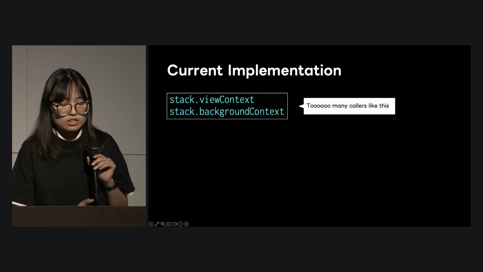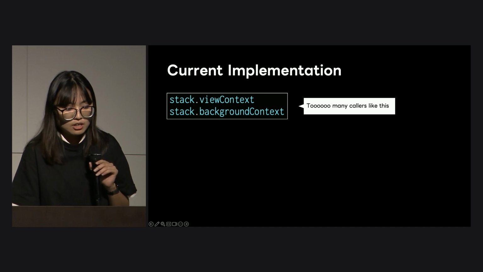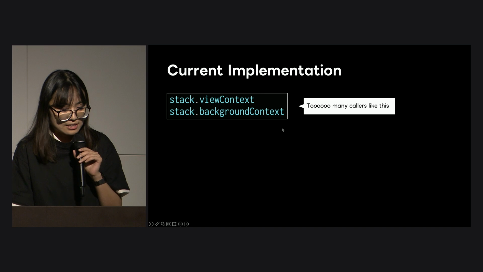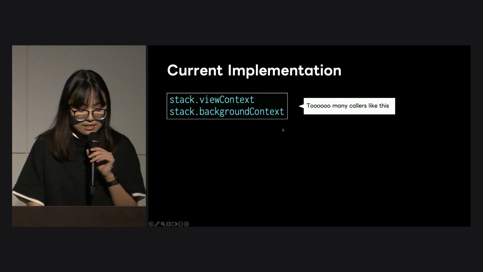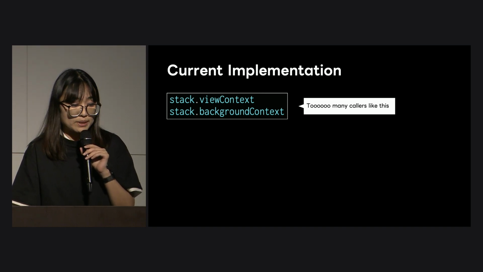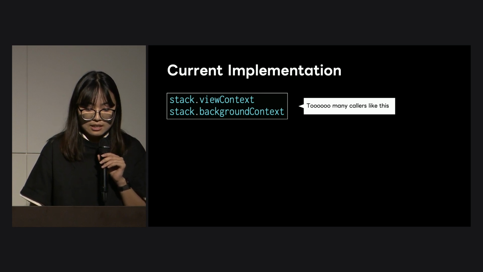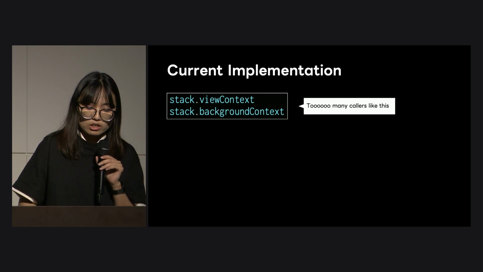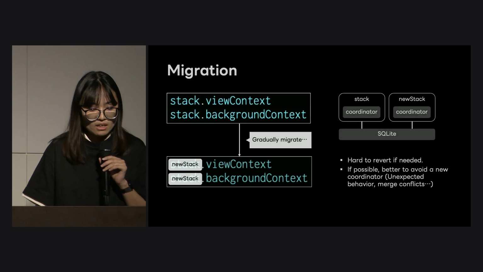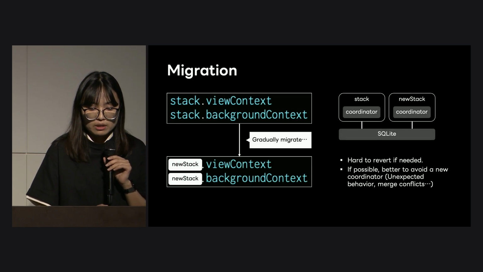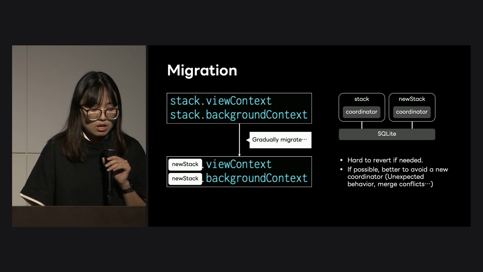Suppose the old stack is called stack, and we access the view context and background context through its instance, like this. At first glance, you might think we need to replace every caller to use the new stack instance. And that sounds like a lot of work, right? It's reasonable, but not what we are going to do.